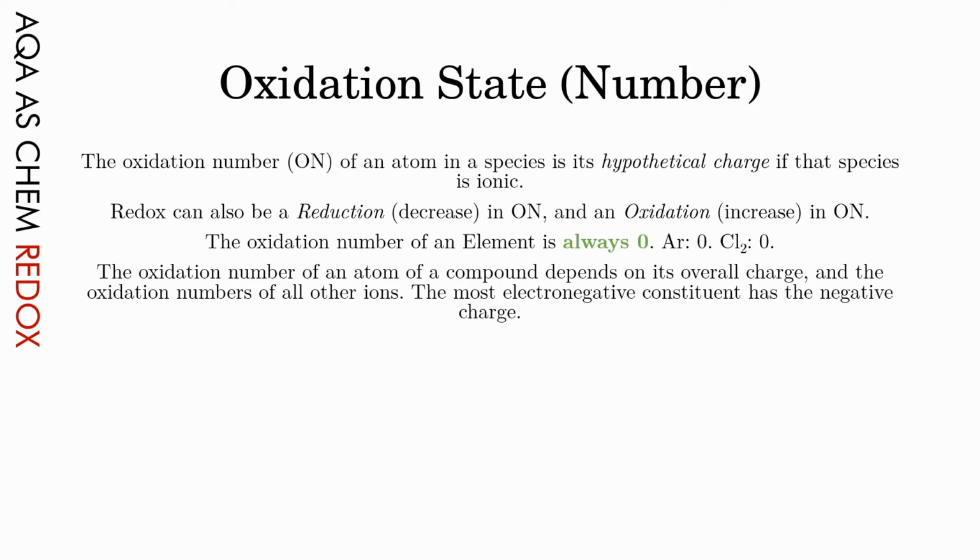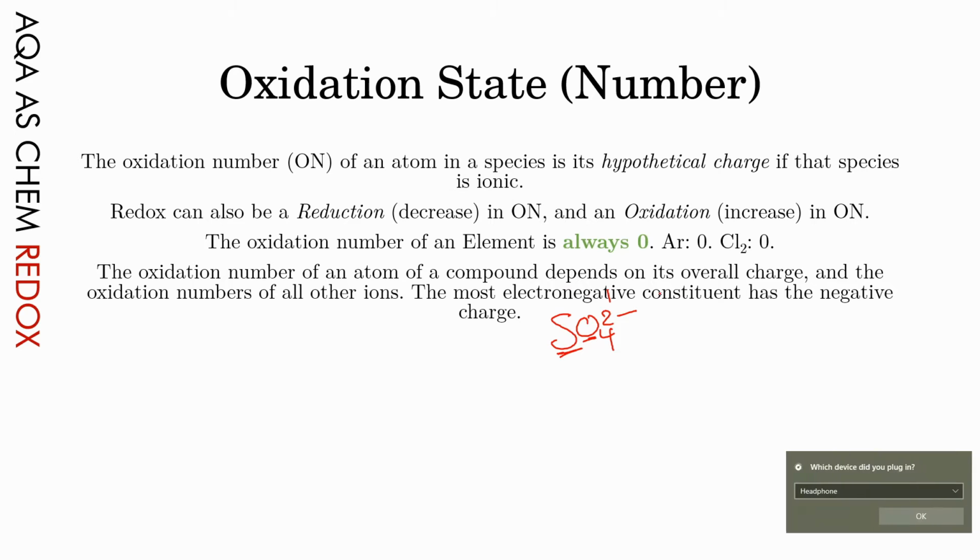And the oxidation number of an atom in a compound, such as SO4 2-, depends on the overall charge and depends on the oxidation numbers of all the other atoms, well, it's just atoms really, not ions, in the actual compound. And the most electronegative constituent atom has generally the negative charge.